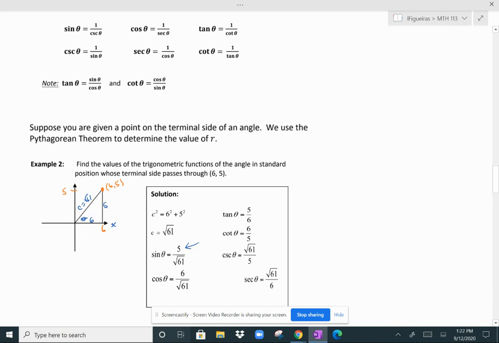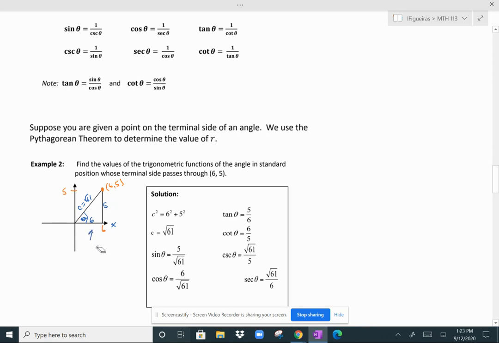Cosine, which is the CAH, remember Sohcahtoa, cosine is adjacent over hypotenuse. What's adjacent to the angle? Well, that's 6. Hypotenuse is root 61. Tangent, that's TOA, is opposite over adjacent. So what's opposite of theta? 5. What's adjacent to theta? 6. So it's 5 over 6.